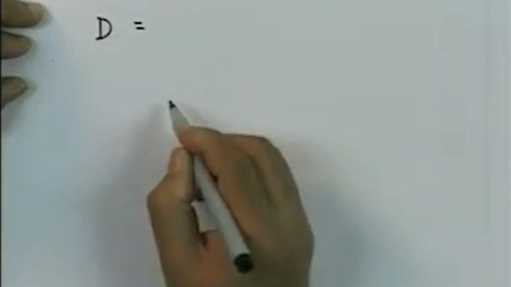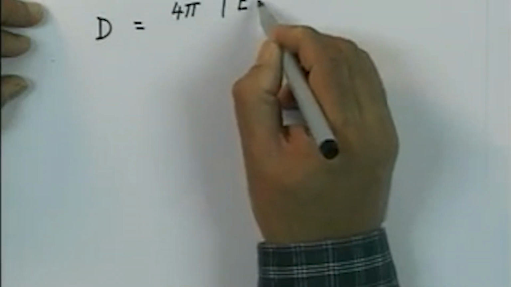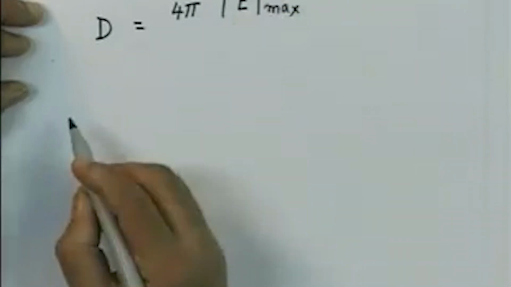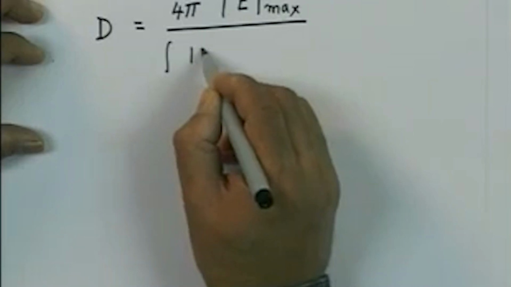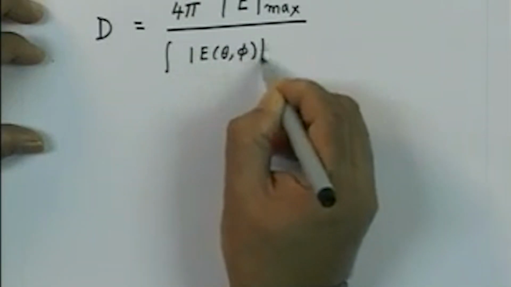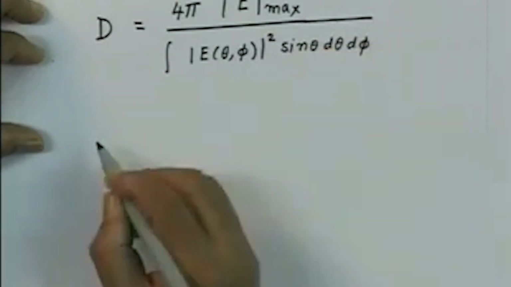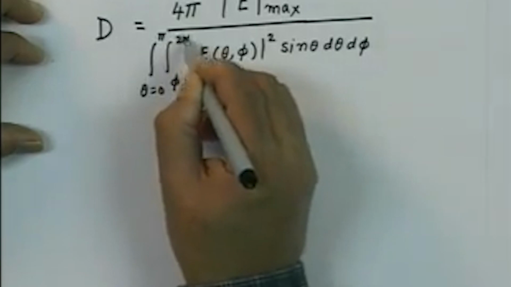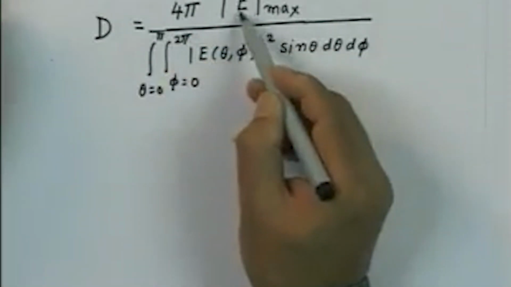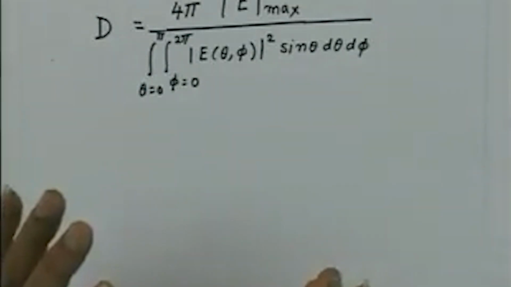So, I can write down the directivity in terms of the electric field: D is equal to 4 pi mod E maximum squared, divided by the integral over solid angle of mod E(theta, phi) squared sin theta d theta d phi, and this is a double integral, theta equal to 0 to pi and phi equal to 0 to 2 pi. Now, this quantity essentially you can get from the radiation pattern. So, the directivity is a parameter which is purely defined by the radiation pattern.